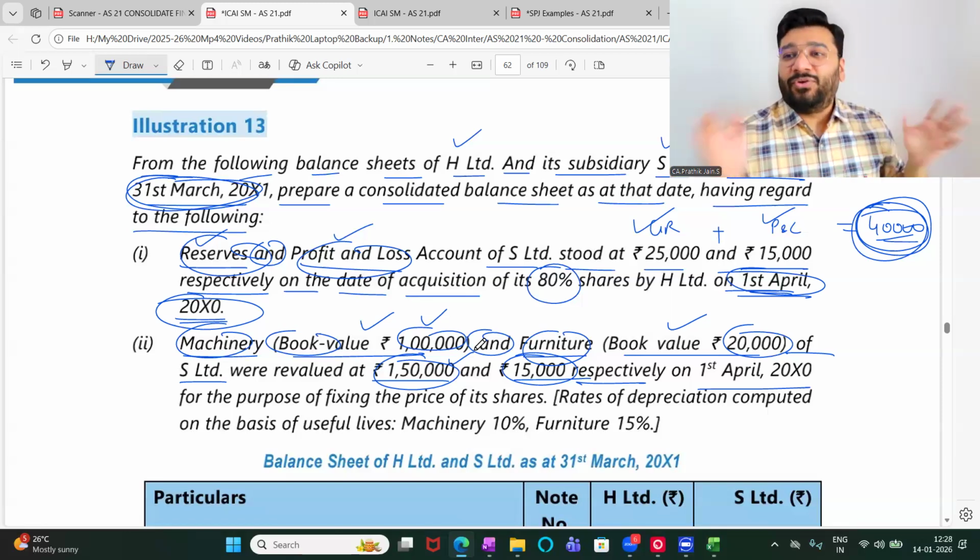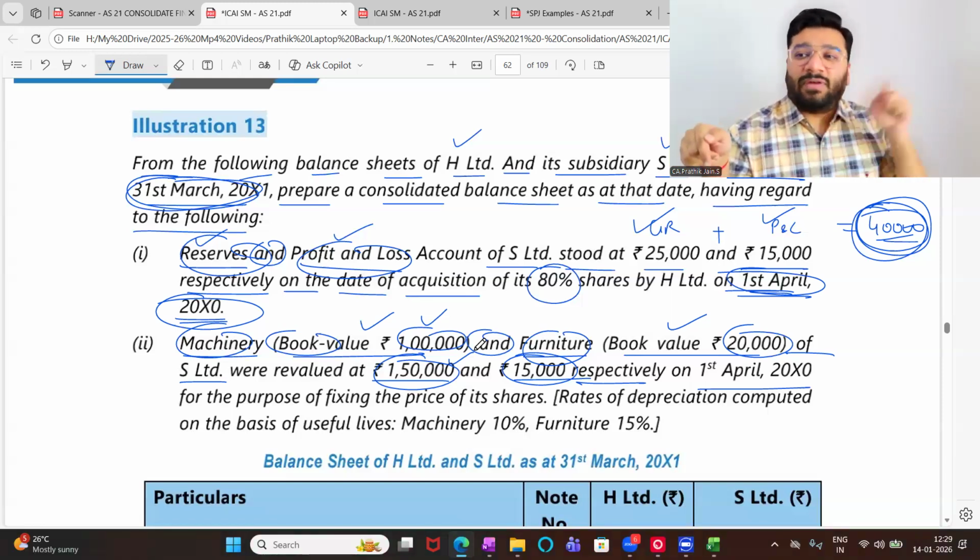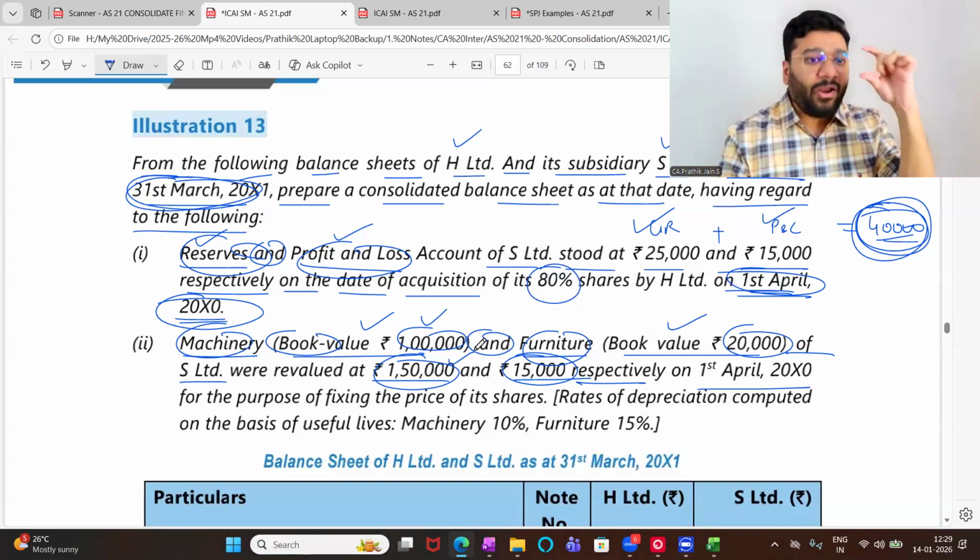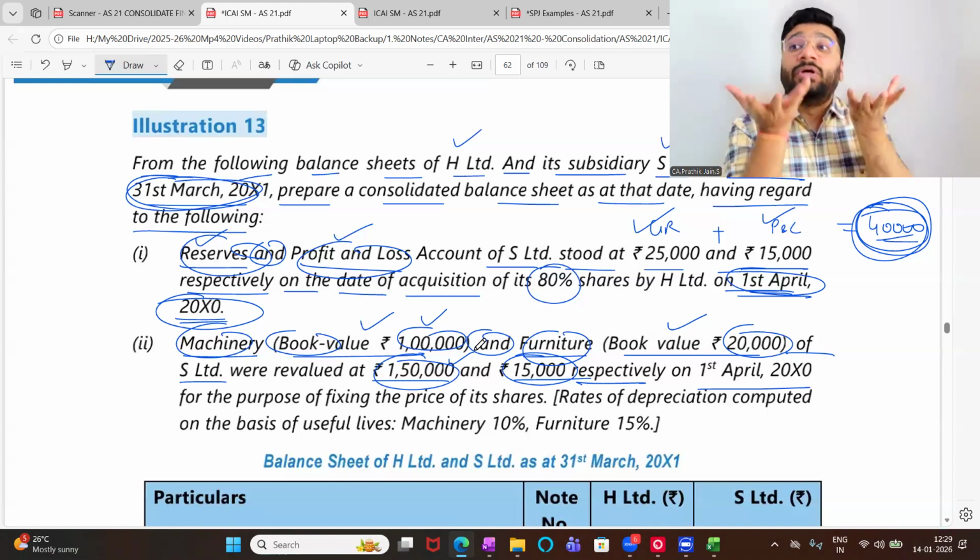If you know the concept, you will never forget it. People always get confused here. Is this the market value on 31st March or 1/4? We always need book value and market value. Both I need to compare on the date of acquisition. I will compare the market value with the book value. Which book value? That book value at the date of acquisition.